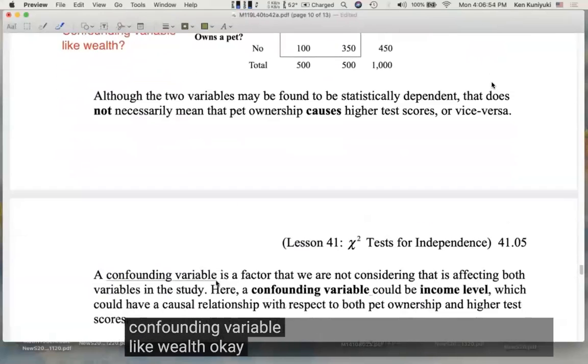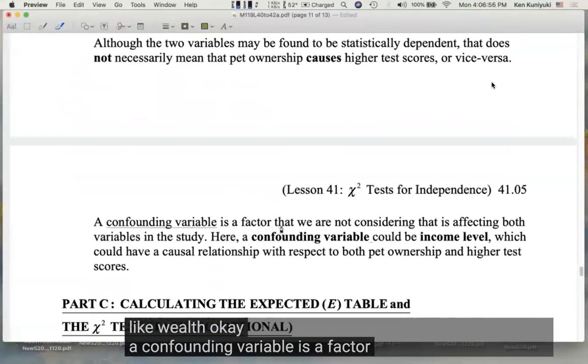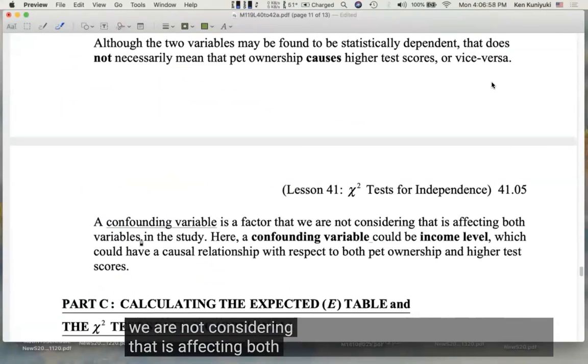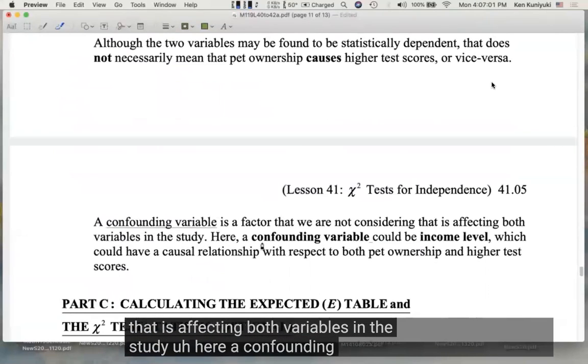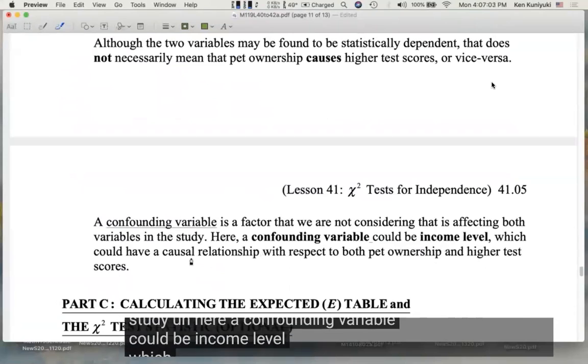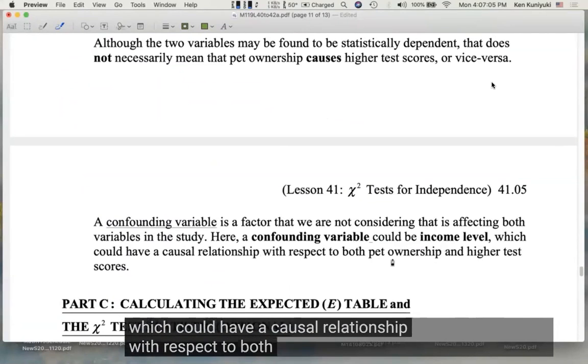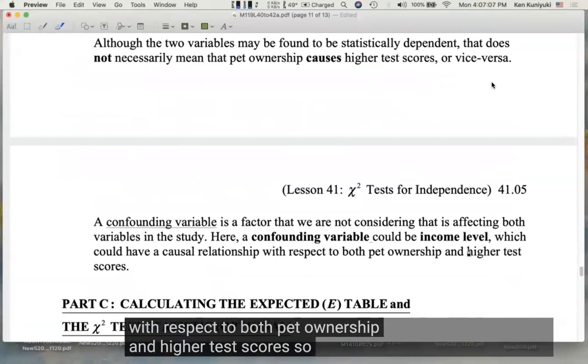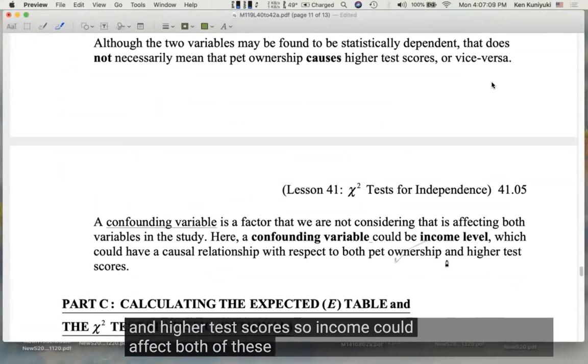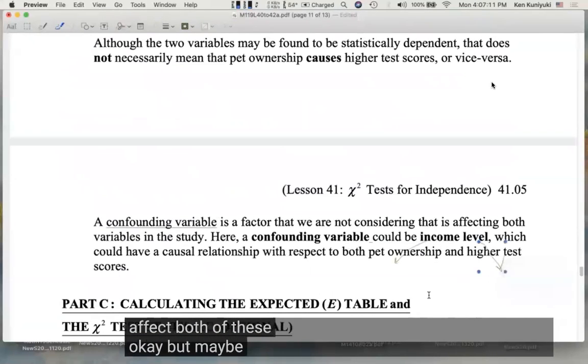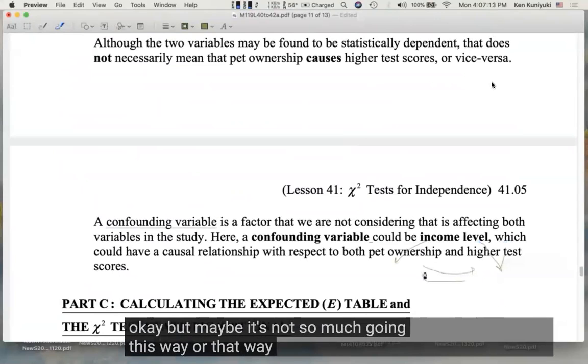Okay. A confounding variable is a factor that we are not considering that is affecting both variables in the study. Here, a confounding variable could be income level, which could have a causal relationship with respect to both pet ownership and higher test scores. So income could affect both of these. But maybe it's not so much going this way or that way.